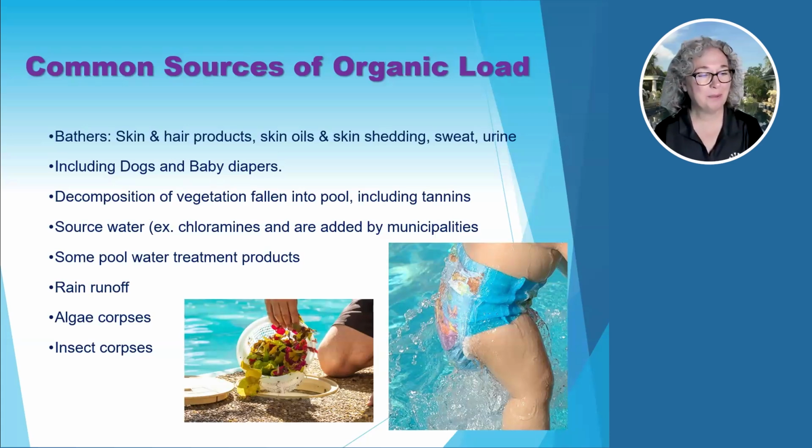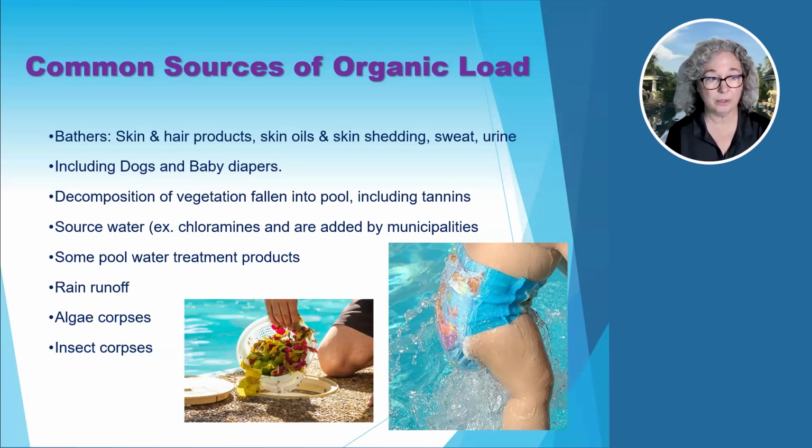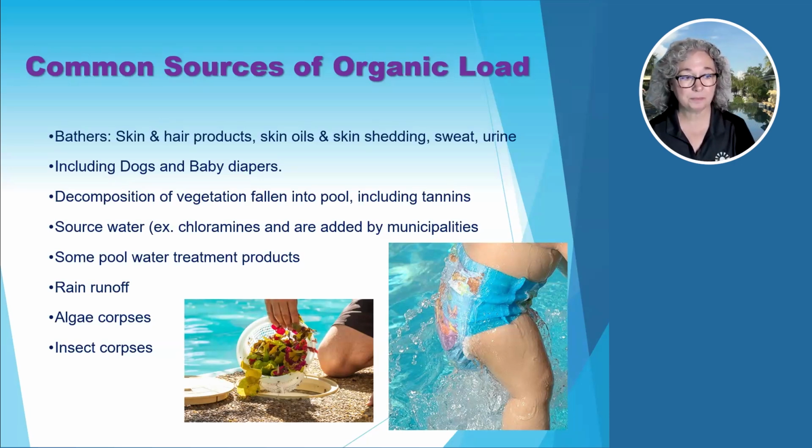We have a lot of pools that have trees and beautiful foliage around them. Every time a leaf goes in the pool, it introduces organic load to it. The source water: chloramines are added by municipalities to help the water flow through. And later on, we're going to talk about phosphates being introduced, phosphoric acid, into the city waters too. Some water treatment products, rain runoff, algae corpses, and insect corpses.